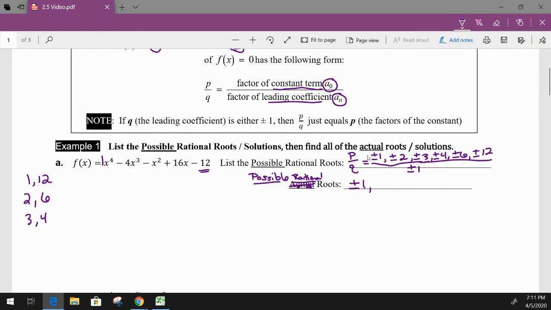So positive or negative one divided by positive or negative one is going to equal positive or negative one. Same is going to happen with the two. If you take positive or negative two divided by positive or negative two, you're going to get positive or negative two. The same thing happens with the 3, 4, 6, and 12.